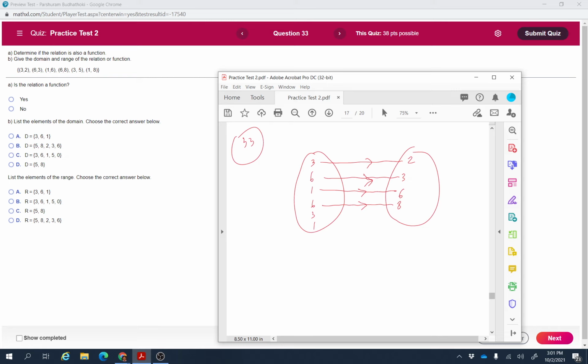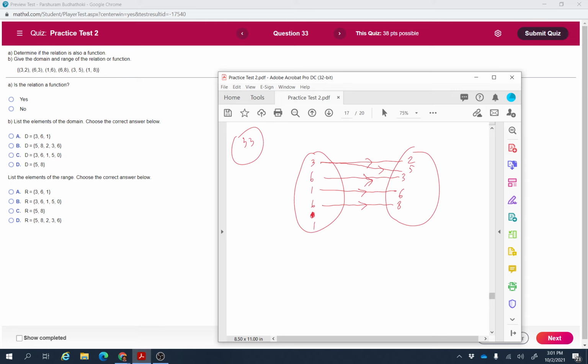For 3, the 3 is repeated now, and the value is 5. This 3 is already here, so we are not going to use another 3. This 3 is going to be 8, and this 3 is going to be 5 this time. You see there are two arrows coming from the 3, so this relation is not a function.